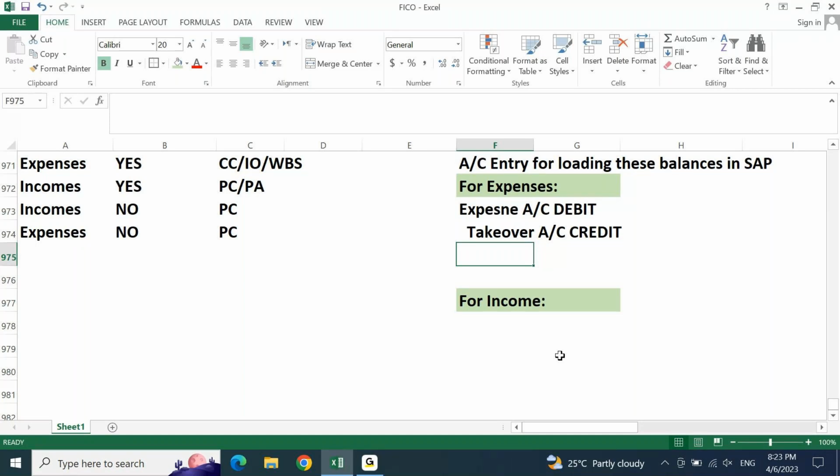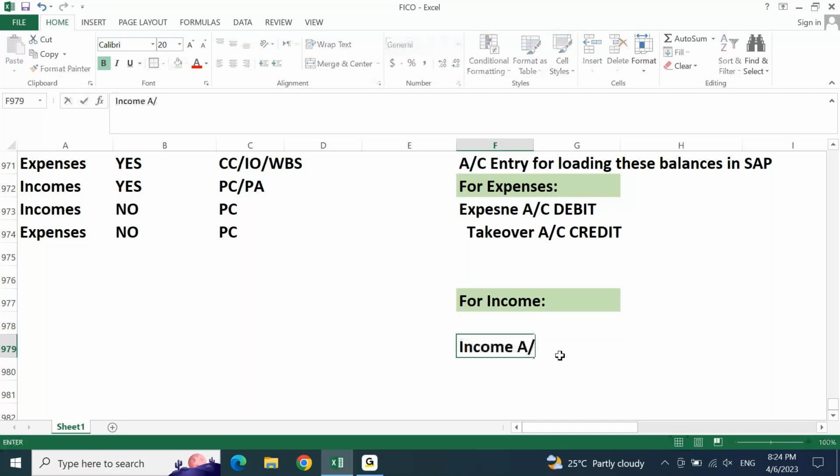Now for income, on which side of your trial balance does income appear, debit or credit? Credit. Income will show a negative balance, on the credit side. So in your accounting entry, should we debit or credit the income? We have to credit the income, so I'll write income account credit.